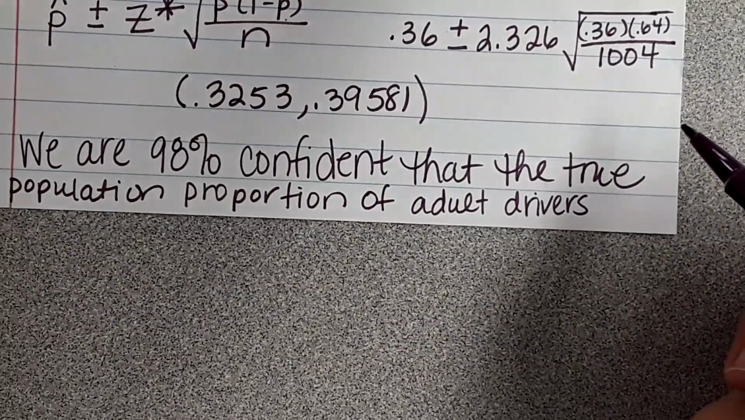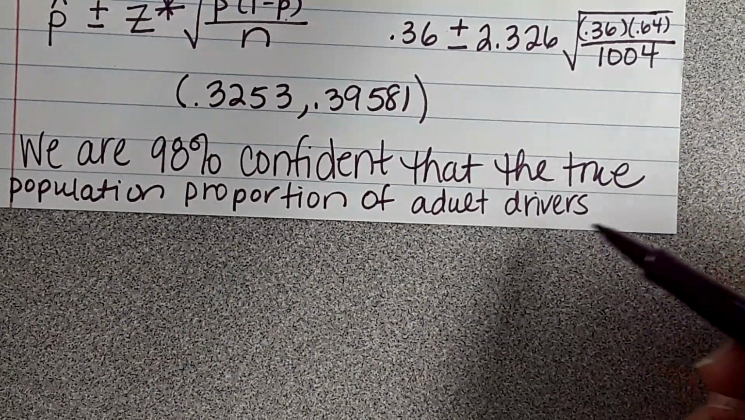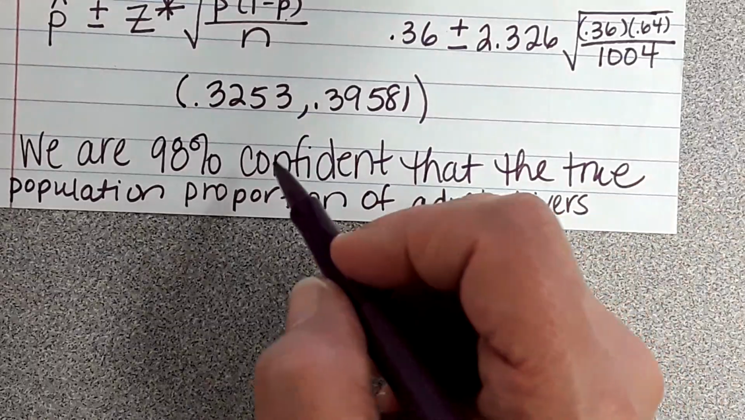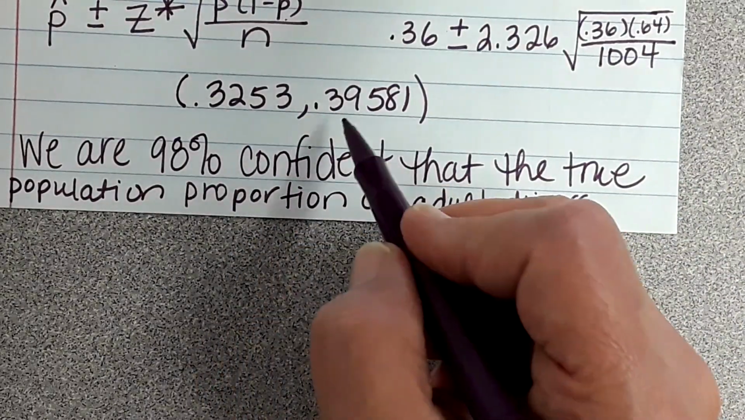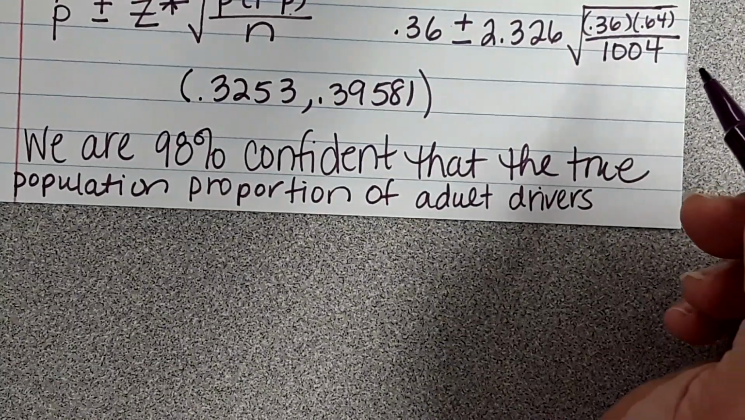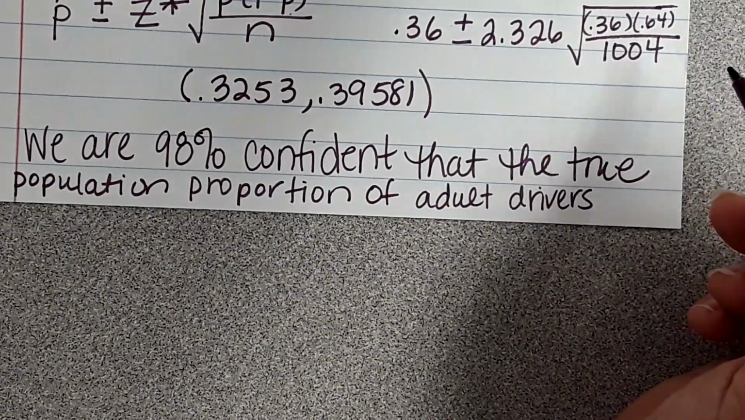Okay, we are 98% confident that the true population proportion of adult drivers who admit that they often or sometimes talk on a cell phone when driving is between 0.3253 and 0.3958. And you guys can change it to percent if you want to, because I know that some of you like to. And if you want to, that's fine. David, don't round if you're bad at it.